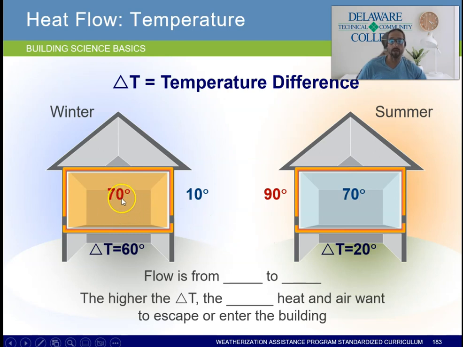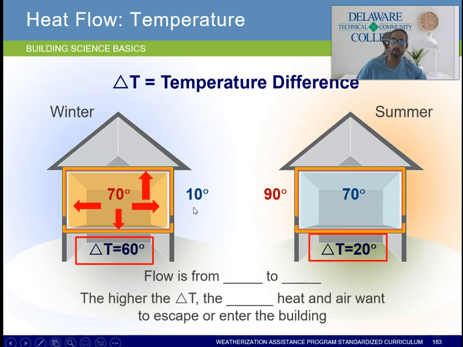So in the winter, it's warm inside, cold outside. So what direction is the heat going to flow? It's going to push out, right? It's going to try to travel through the ceiling, through the floor, through the wall, because it's higher temperature inside than it is outside. That's something, again, you cannot change. Heat will always try to move from higher to lower.